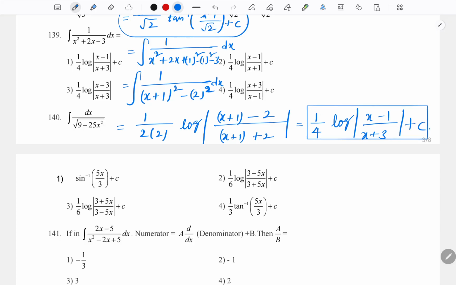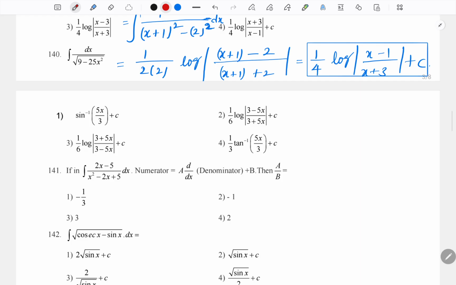So which one is correct? 1 by 4 times log mod x minus, it is option 1, correct, right? Yeah. Next one. Oh, this question is a numerator. Okay, I will write this solution part here.